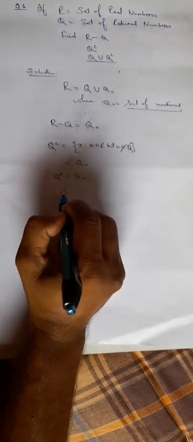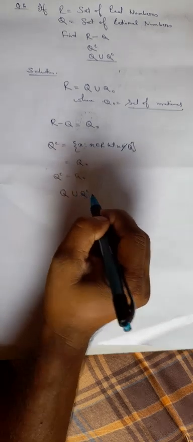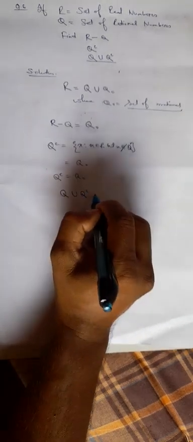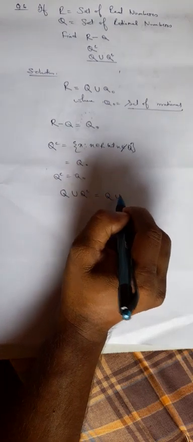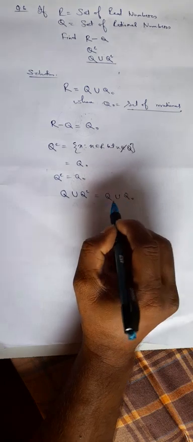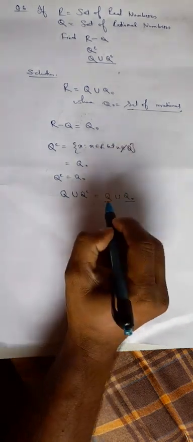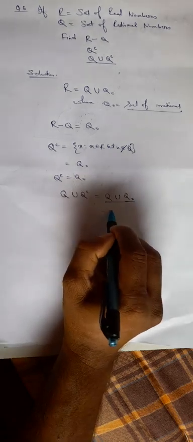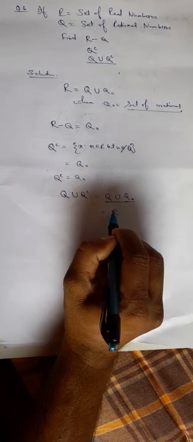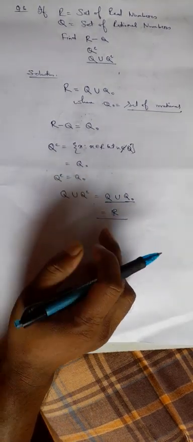And what is Q union Q complement? Q union Q complement means Q union Q naught. So if you find the union of rational and irrational numbers, you get the set of real numbers, right? So Q union Q naught equal to R, the set of real numbers.